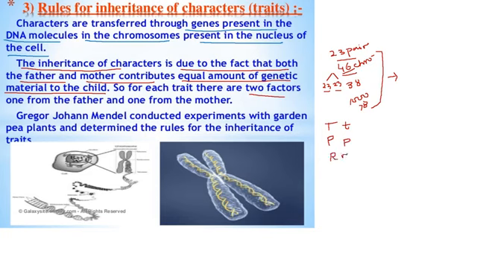These are the different traits coming from the two different parents, and their genetic material is equal in amount. So Gregor John Mendel, the father of genetics, conducted different experiments with garden pea, Pisum sativum is the scientific name, and determined the rules for the inheritance of the traits that we are going to do.